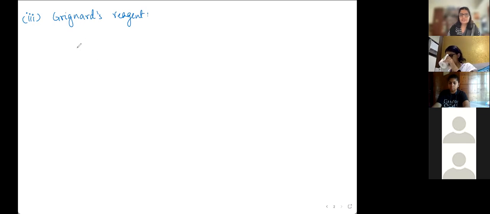Coming to Grignard's reagent addition. So nucleophilic addition. Okay, first of all, do you remember what is Grignard's reagent? RMgX. So in this, which part will have the negative charge, which part will have the positive charge? Mg will have positive charge, R will have negative charge. There you go. So Mg being electropositive, this bond will have polarity. So now can you predict the product? What will we get at the end of this?